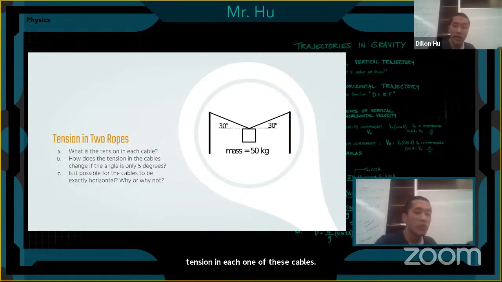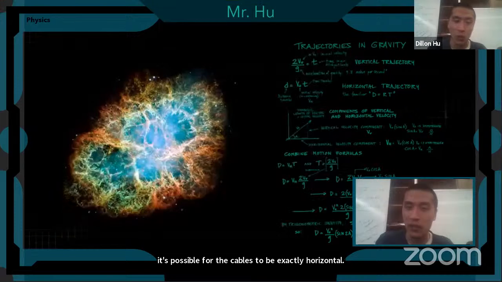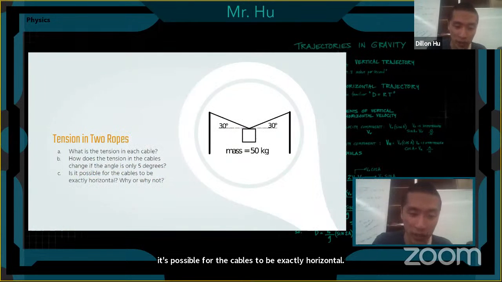Once you're able to do that, I just want you to quickly think about how the tension in the cables might change if the angle gets reduced to 5 degrees. And then I also want you to think about whether or not it's possible for the cables to be exactly horizontal. But for now, let's see if we can start with finding the tension in each cable while I try to figure out what's going on with the chat.